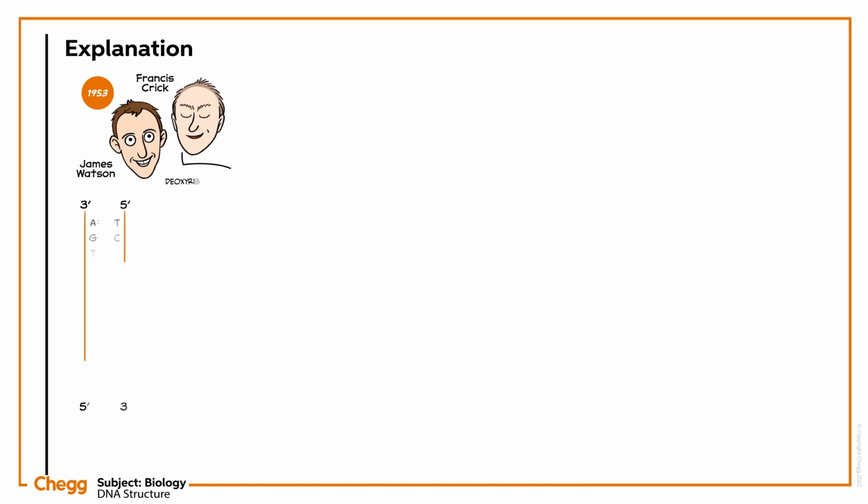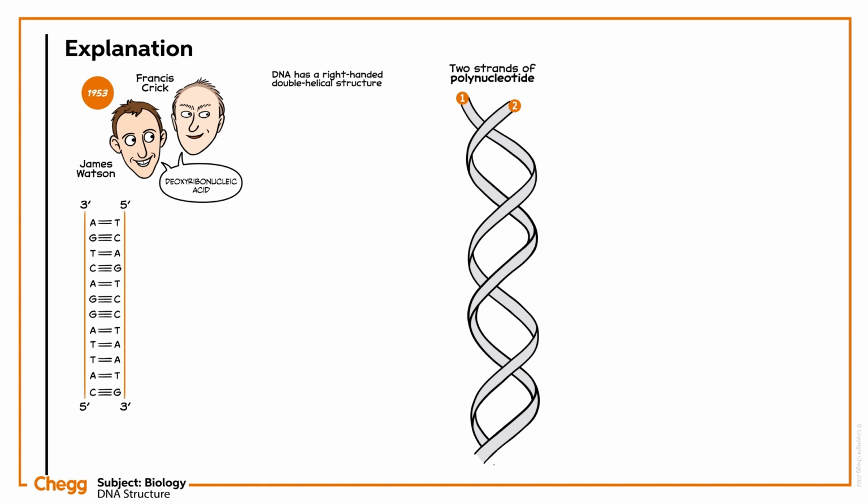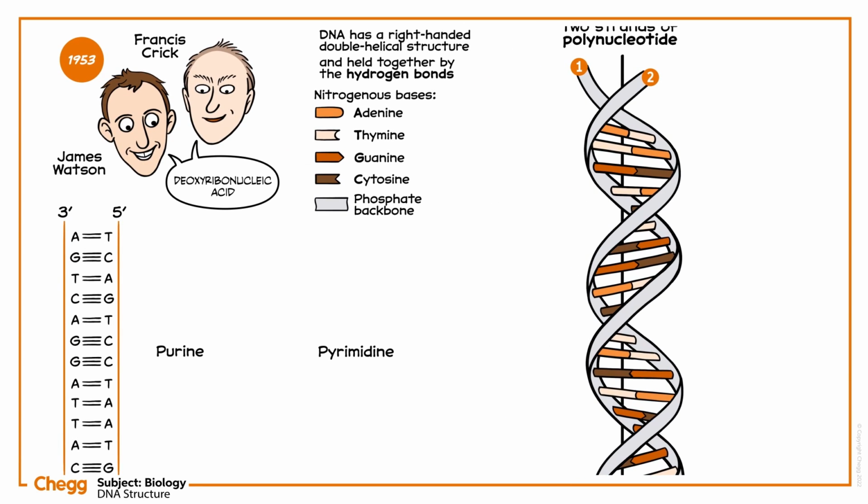The structure of the DNA is like a ladder. Let's find out how. In 1953, Watson and Crick proposed that deoxyribonucleic acid, DNA, has a right-handed double helical structure which has two strands of polynucleotide coiled around a common axis and held together by the hydrogen bonds between the bases of the complementary strands, aka B-DNA. The hydrogen bonds are formed between purine and pyrimidine.